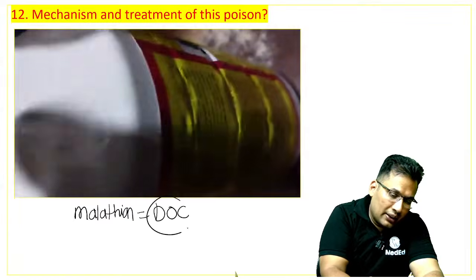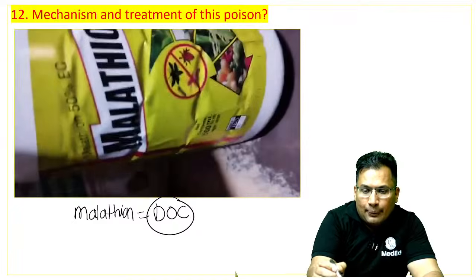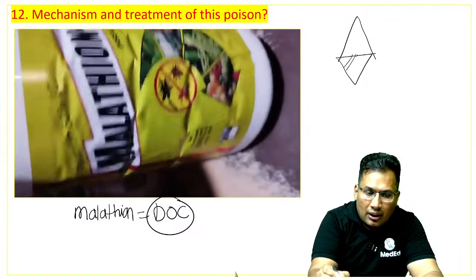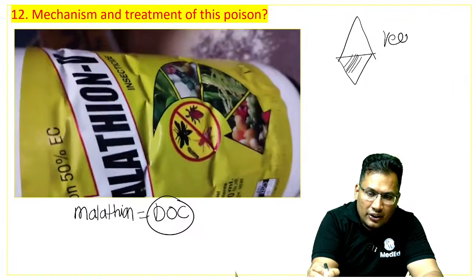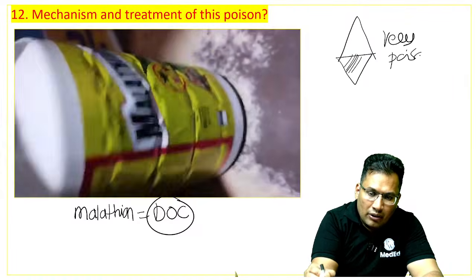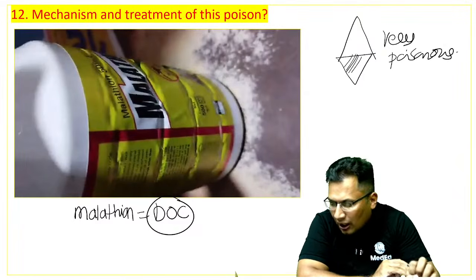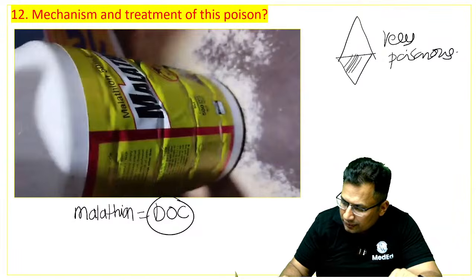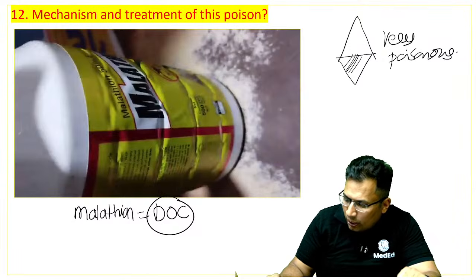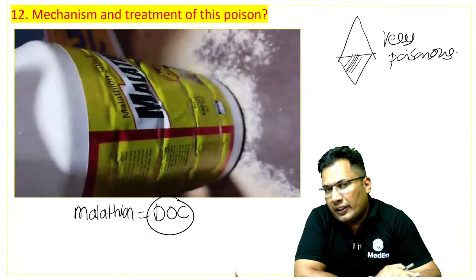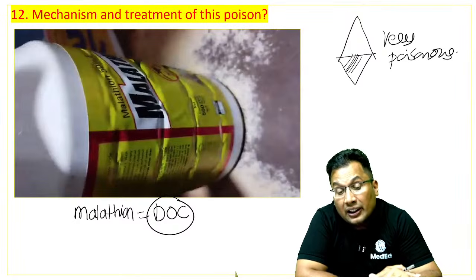Drug of choice? Look at the labeling. Labeling is somewhat yellow color or sometimes red color. Very poisonous substance. Anyone? What is the drug of choice in this condition? Drug of choice in case of malathion. Alkyl phosphate. Aryl phosphate. Alkyl phosphate.